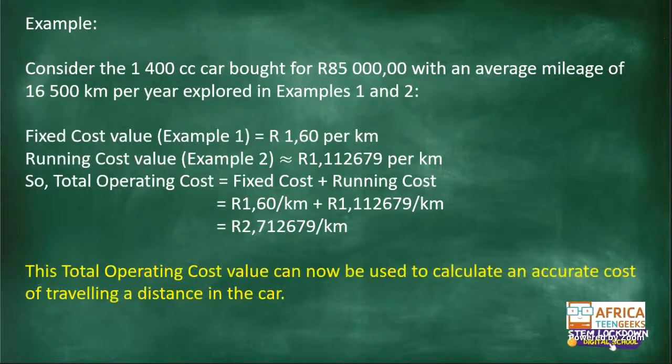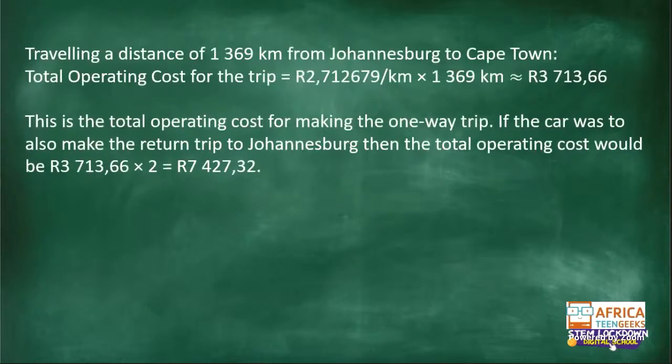You can see that this total operating cost can now be used to calculate the accurate cost of traveling a distance in the car. So if you are going to travel the same distance from Johannesburg to Cape Town, you use the total operating cost and multiply it by the number of kilometers. You can see that your amount will definitely increase. It will no longer be the same.